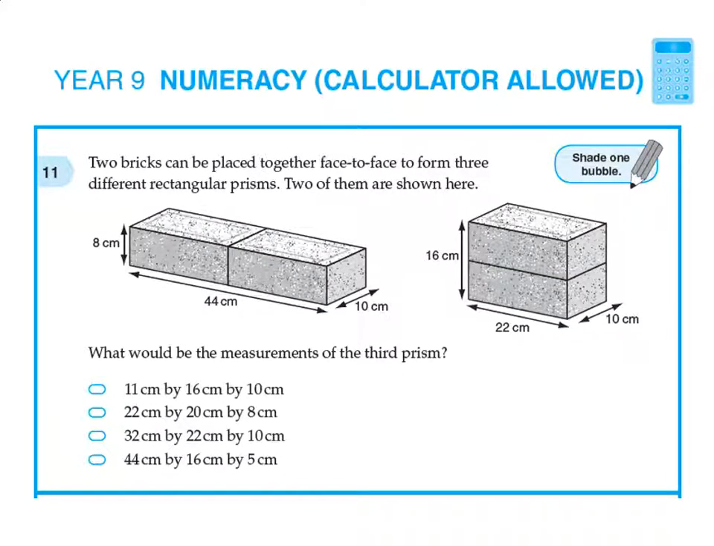Two bricks can be placed together face to face to form three different rectangular prisms. Two of them are shown here. What would be the measurements of the third prism? So you got the first one and the second one, so we need to rearrange to make the third one.